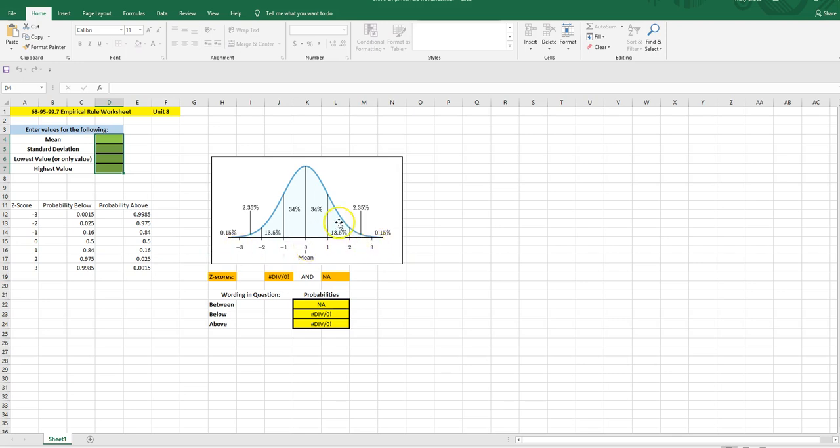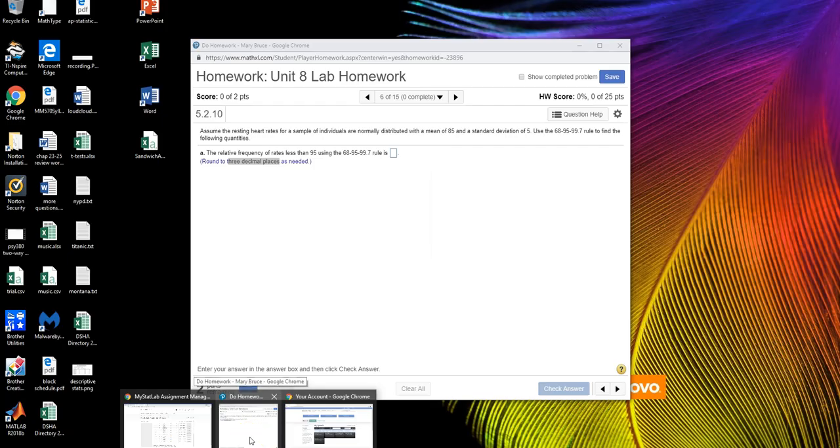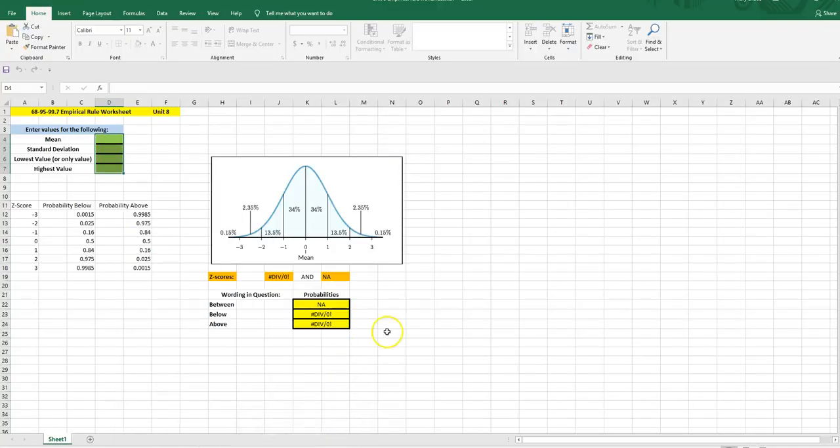And then you would look at the questions and be able to use these percentages that you see provided for you to get the answers to these questions. So like on the first one, it had said, find the probability. Let me go back to the wording. It had said, find the relative frequency of rates less than 95. So you would realize that the 85, 90, 95 was right here.